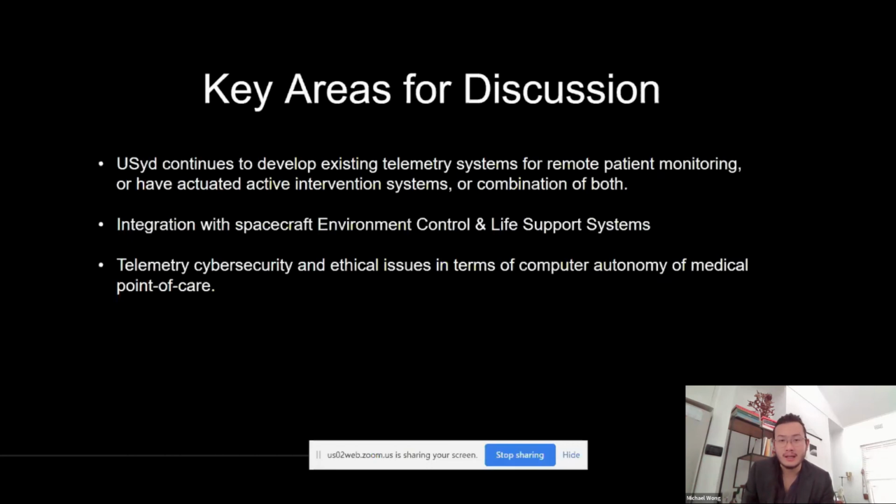If you had an automated medical delivery device that was attached to a human or a crew member on a flight to Mars, that is an electrical signal that poses cybersecurity issues in terms of if you were able to hack that signal, that would have significant medical outcome implications, as well as, not to mention, there's an emerging field that has been discussed not only at this Mars Society convention, but also previous ones around the ethics of computer autonomy of medical point of care.